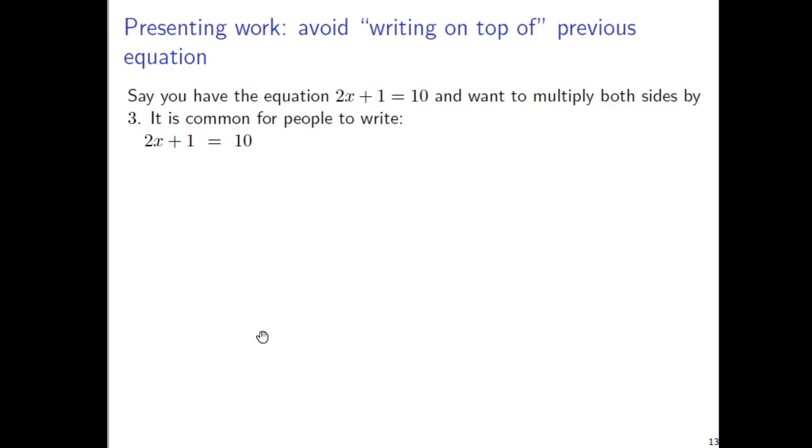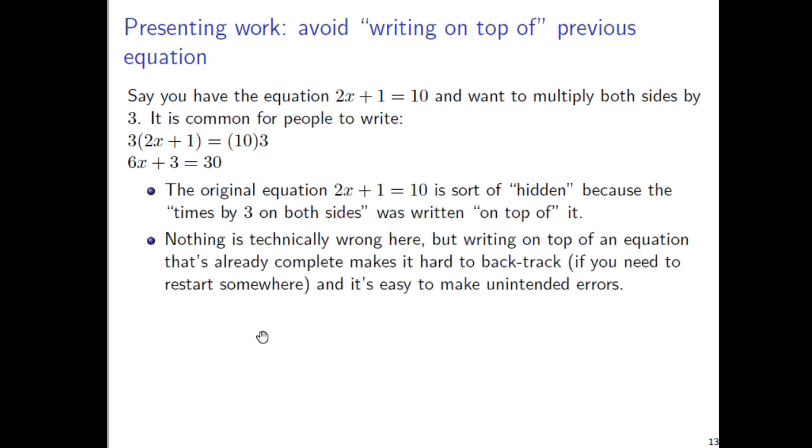There's this equation written, and I think it's good to practice this principle. As the slide title says, try to avoid writing on top of a previous equation. If that equation is good and done, like in this case it's the equation given, don't write on top of it. Write a copy of it, as much as this may seem repetitive, and then write on top of it what you need to, because people get themselves confused, right? So taking this, writing that times 3 on both sides, there's technically nothing wrong, but writing on top of an equation that's already complete will make it hard to backtrack, and people often make some unintended errors doing things like this.